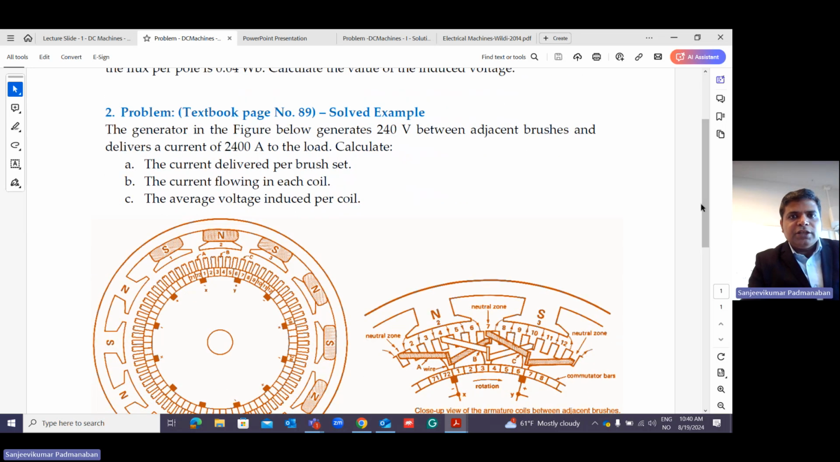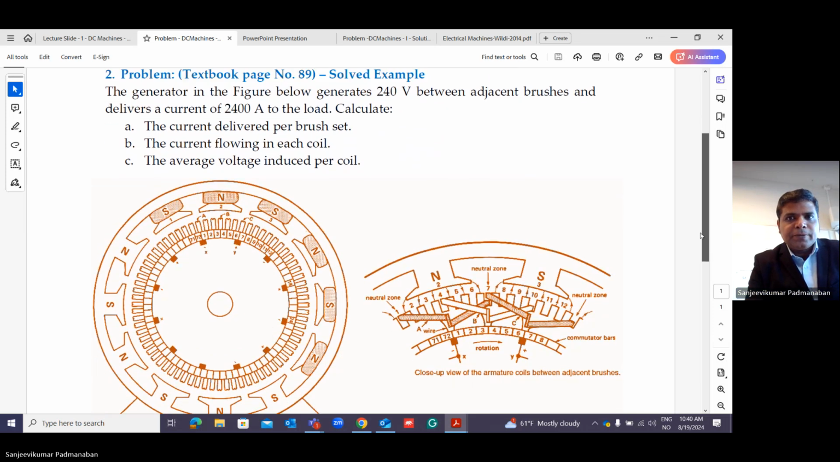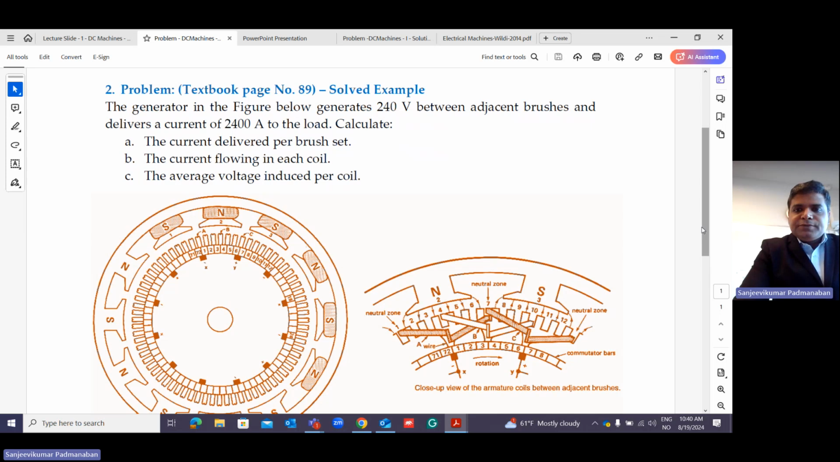The generator shown in the figure below generates 240 volts. So the generated output is given as 240 volt. The same figure I showed you in the lecture slide. Have a look. I gave you an example for 72 coils. I showed you how the neutral axis will be created between the poles for big machines, not 2 pole, more than 2 pole. The same diagram.